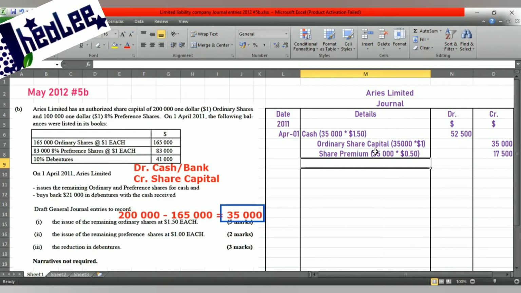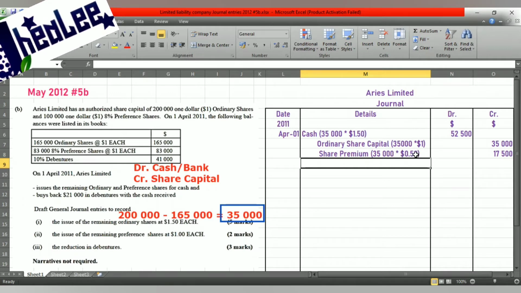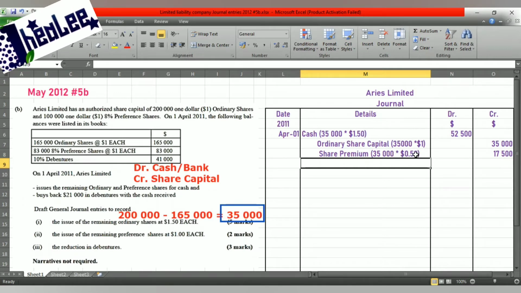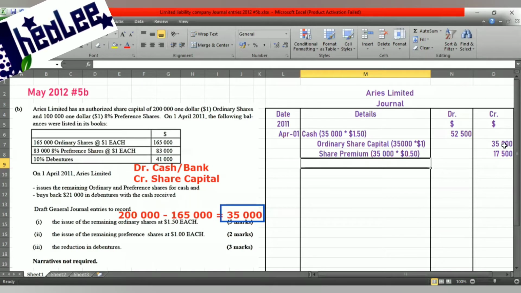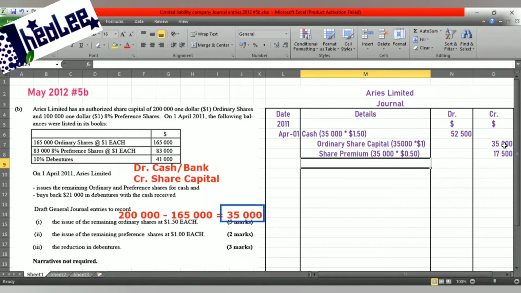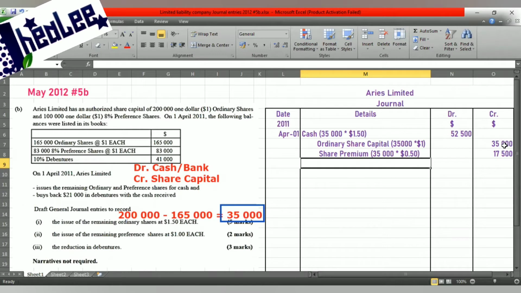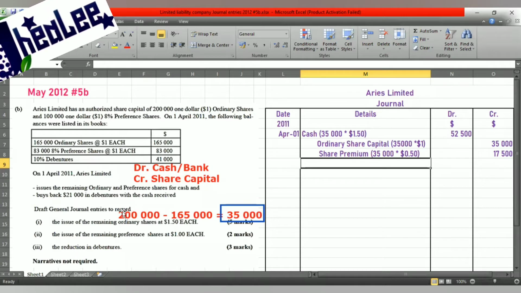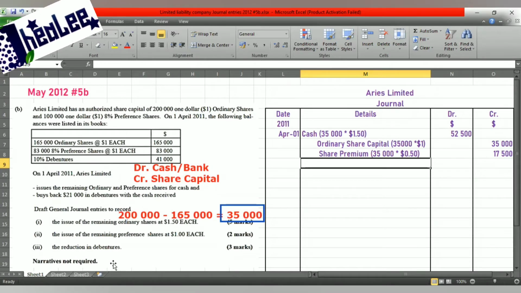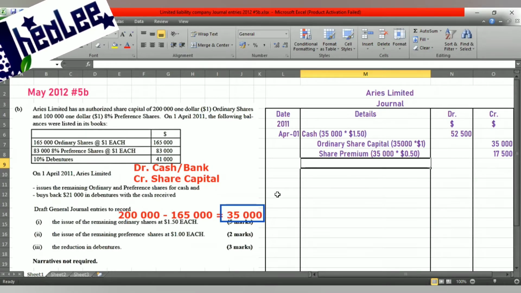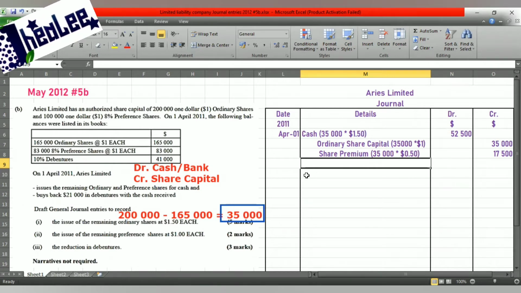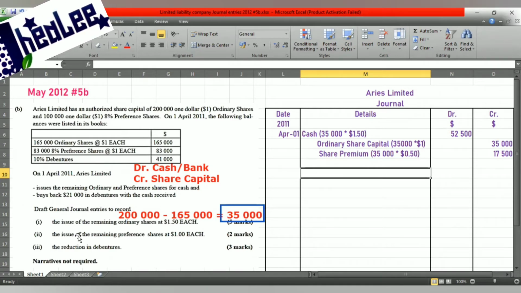So instead of multiplying the 35,000 shares by the extra 50 cents, which would have been our share premium, you could go ahead and subtract the 35,000 that we have received in the ordinary share capital from the total value of cash that was received from selling the shares. The question indicated that narratives are not required. So therefore, we're not going to write our narrative.